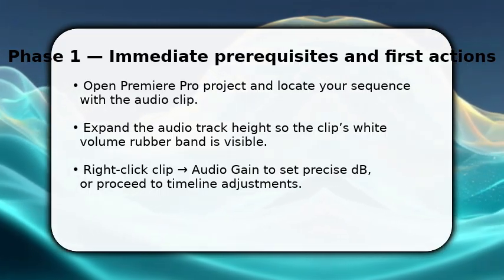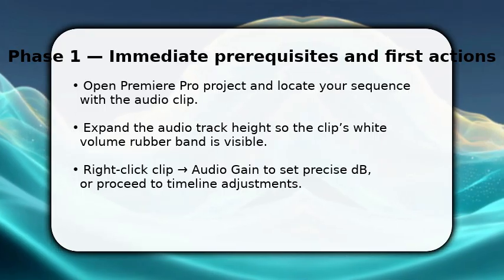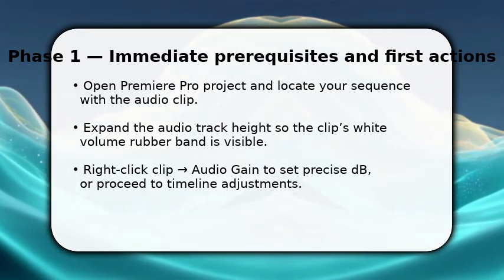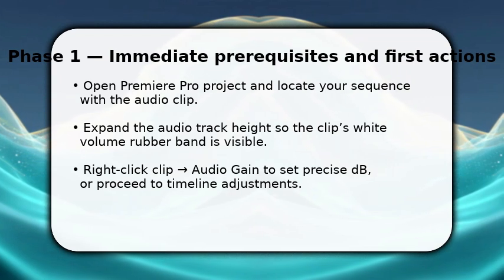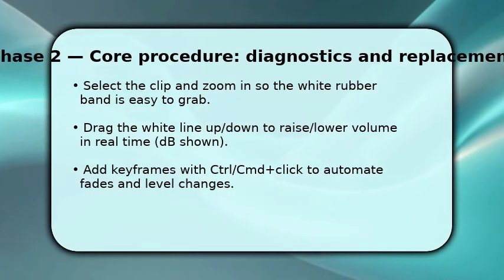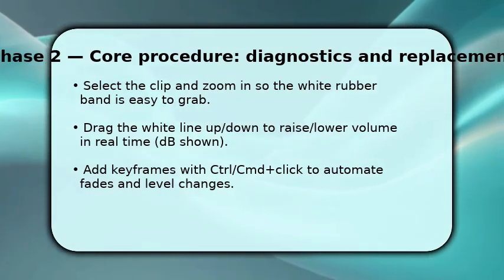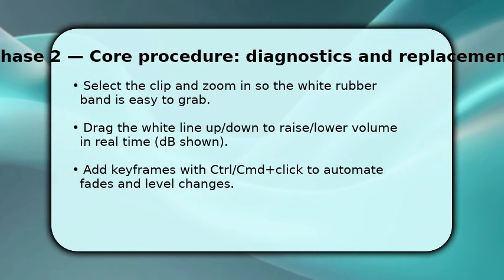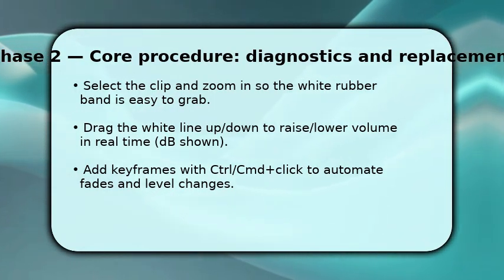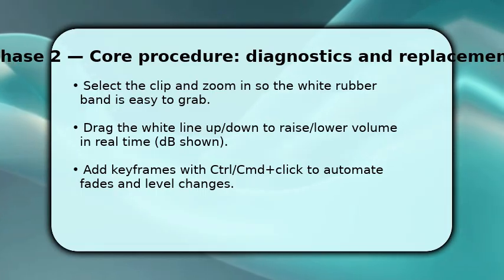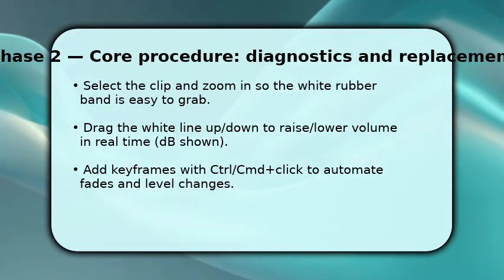Once set, you're ready to make quick timeline adjustments or automate changes. These steps let you control loudness while preserving the clip. With the clip selected and the timeline zoomed in, grab the white rubber band running across the clip and drag it up to increase volume or down to decrease it. Premiere shows dB changes as you move, so you know the exact adjustment.